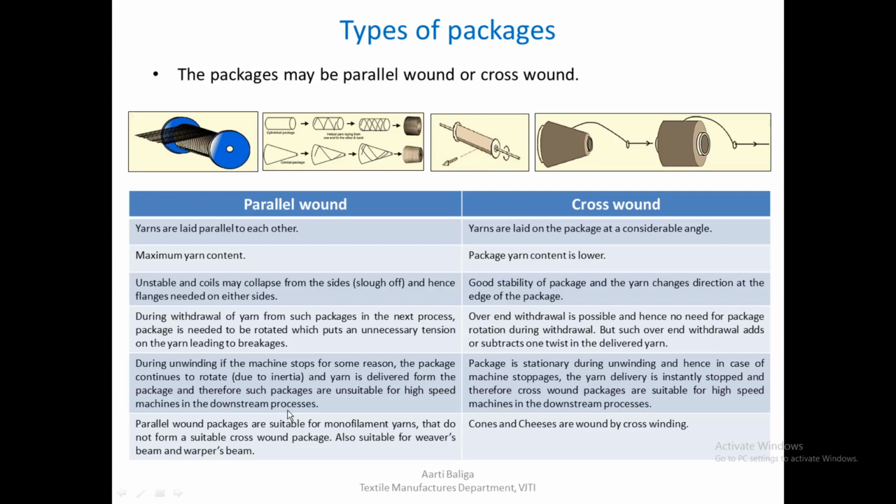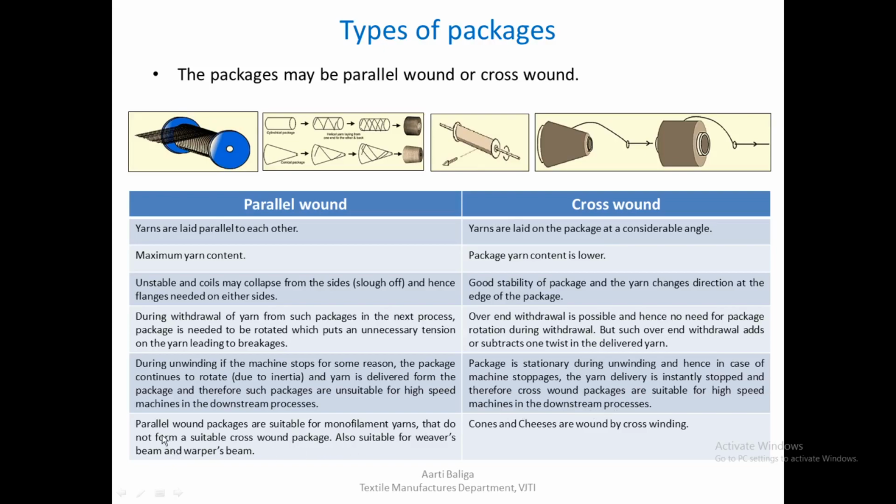So if this kind of situation happens, where the machine stops, the package would keep on rotating, and yarn is being kept on delivering. The package keeps on delivering the yarn, and that's why in case of high-speed machines, this kind of package will not work. The package is stationary during unwinding in case of cross wound, and hence in case of machine stoppages, the yarn delivery is instantly stopped, and therefore cross wound packages are suitable for high speed machines in the downstream process.